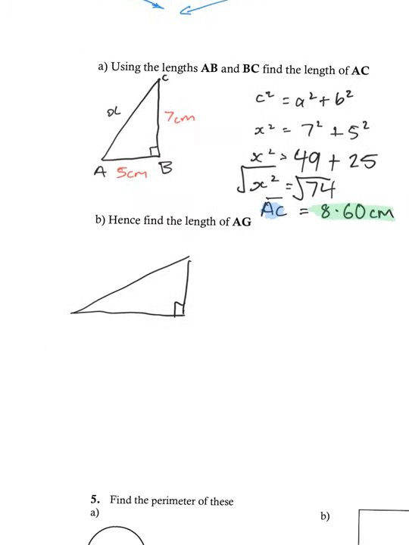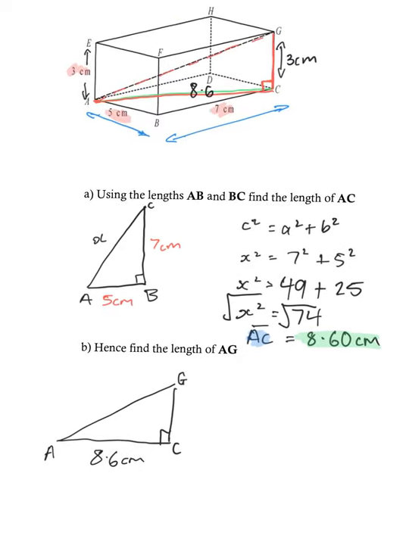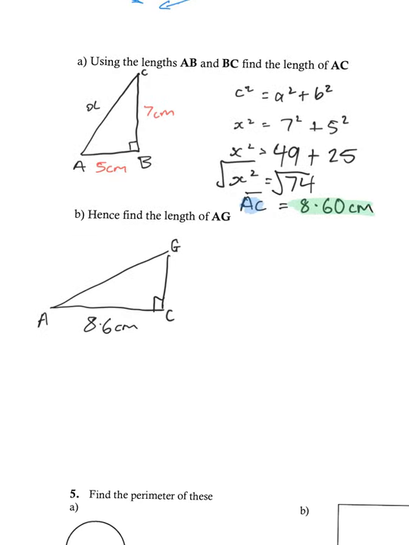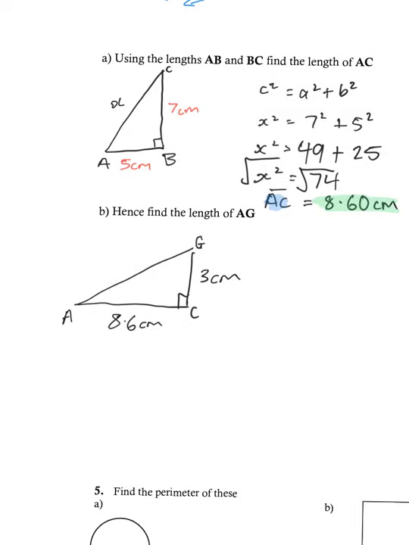Okay, so G to C. G was the vertex up here. This is C in the corner, and this was A on the left. Okay, so this length A to C we previously found was 8.6 centimetres. And then we knew the length from G to C was 3 centimetres. Okay, and that'll help us find A to G.